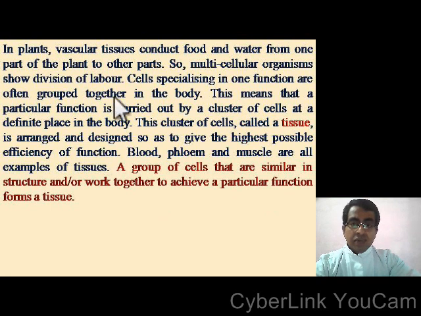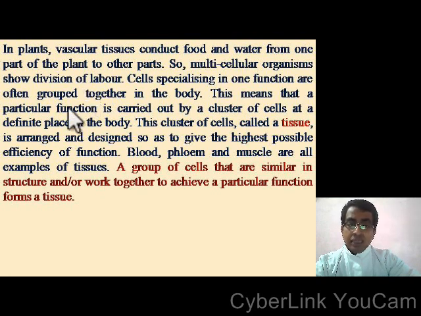In plants, vascular tissues conduct food and water from one part of the plant to other parts. So multicellular organisms show division of labor.